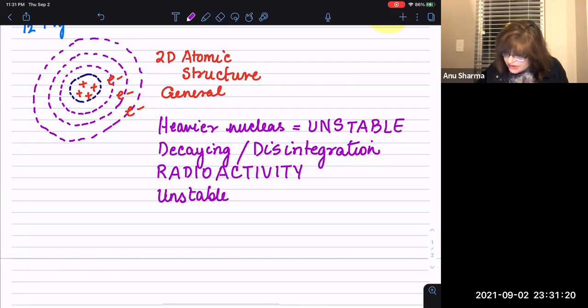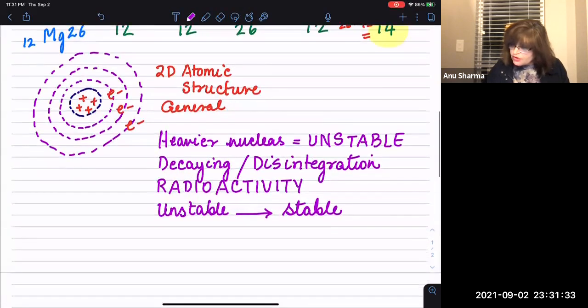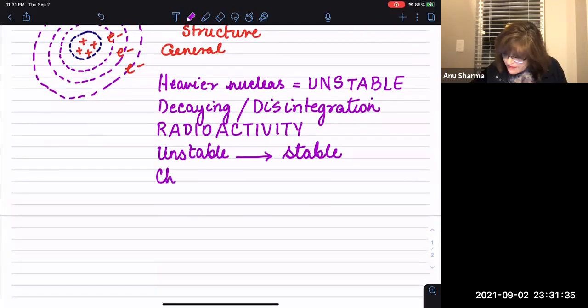We will study this more later, but once it becomes stable, it's not that heavy anymore, and it's not the same nucleus, it's something else. Hold on to this. This is in chapter 5 on nuclear chemistry, so we will study it then.